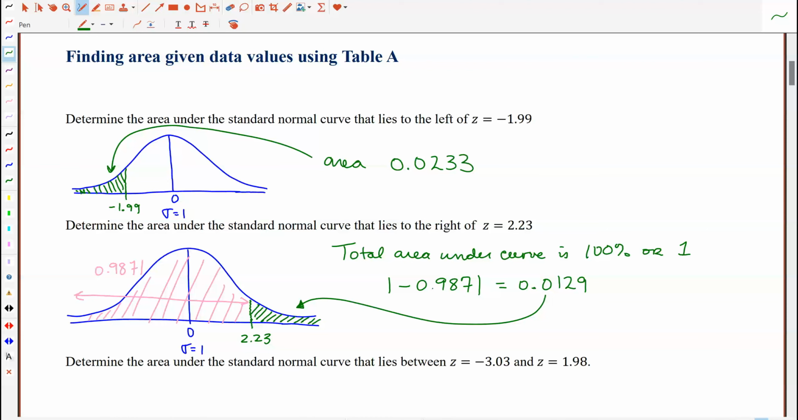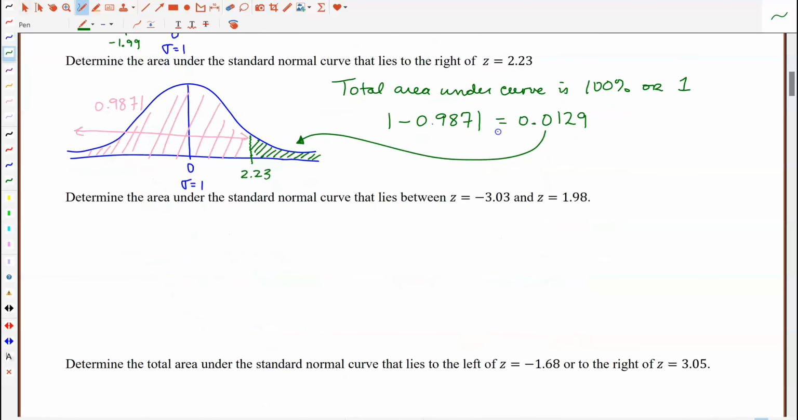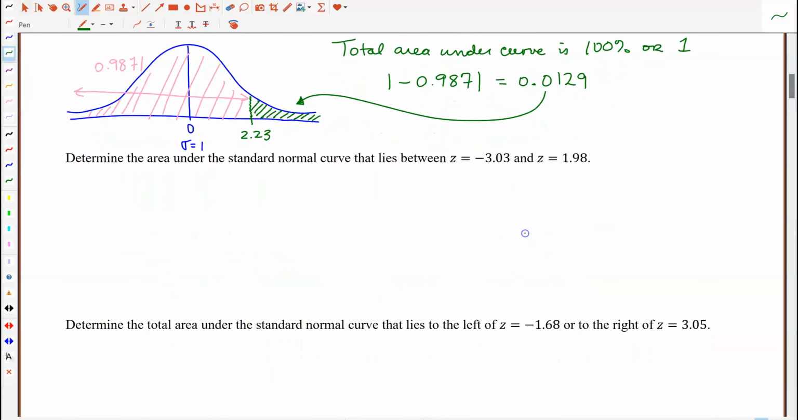So far we've done a problem where we're looking for the area to the left, and then we just now looked at one where we're finding the area to the right. Let's do one where we have to find the area in the center. So for the next one, it says determine the area under the standard normal curve that lies between z equal to negative 3.03 and z equal to 1.98. So again, to start, I'm going to sketch a standard normal curve so I can kind of see what's going on here.